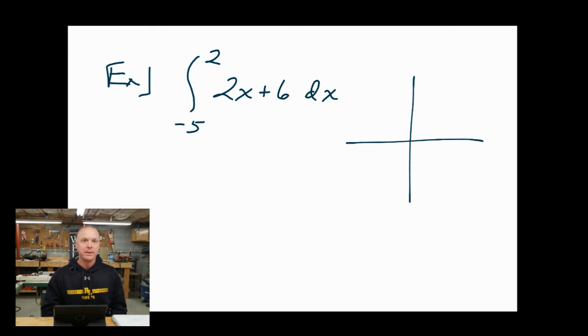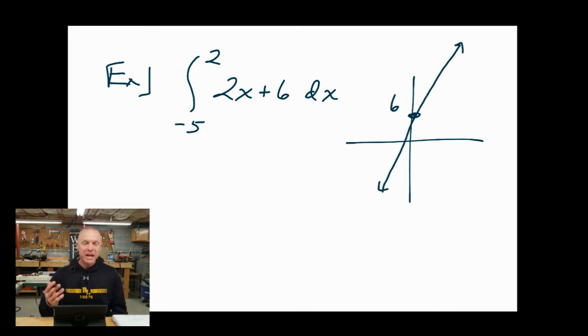All right, how'd you do? Maybe you graphed 2x plus 6 on your calculator. Maybe you're just thinking a little bit about y equals mx plus b: of course, a y-intercept of 6, and then a rise over run of 2. So we end up with a nice little straight line.